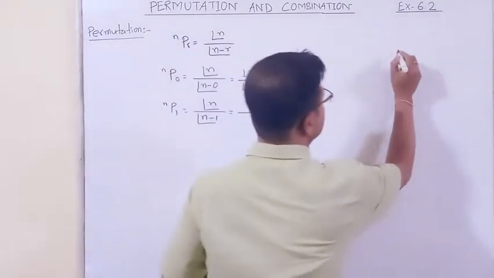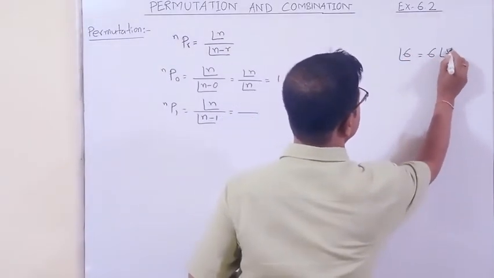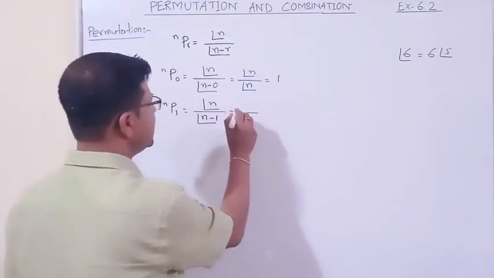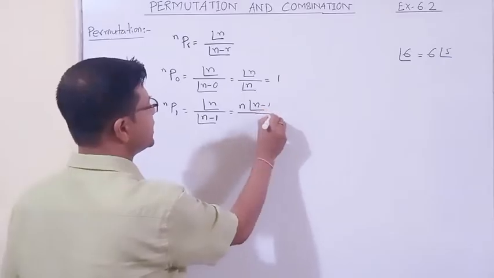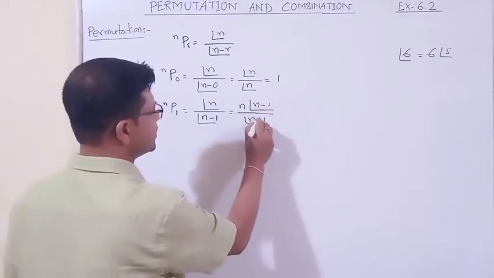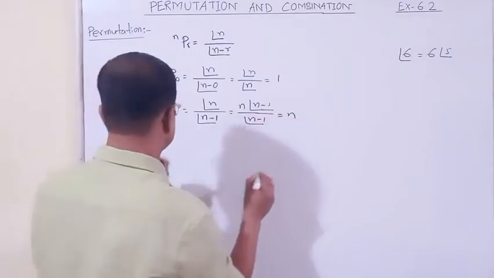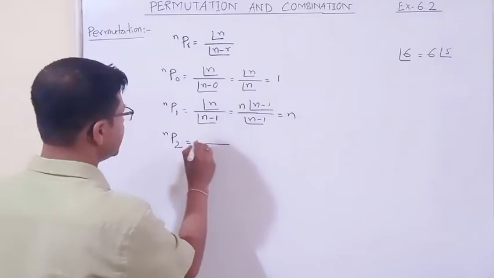Now here we know that, suppose, factorial 6 can be written as 6 into factorial 5. So here also factorial n can be written as n into factorial n minus 1, the next decreasing consecutive term. This is factorial n minus 1, and these two will get cancelled. This is n.